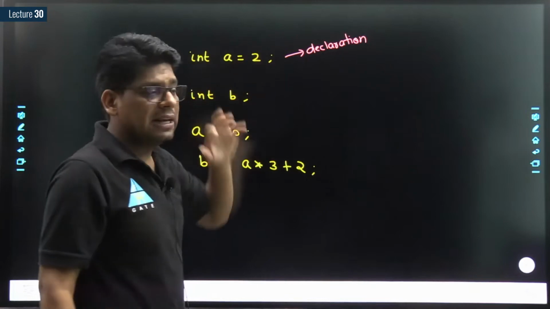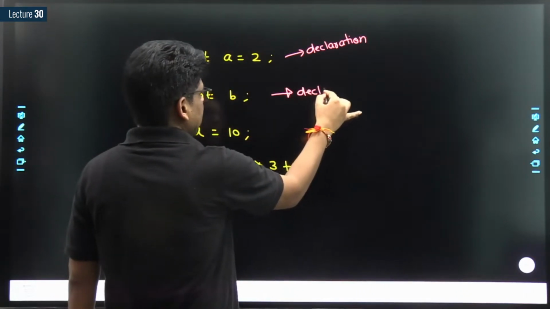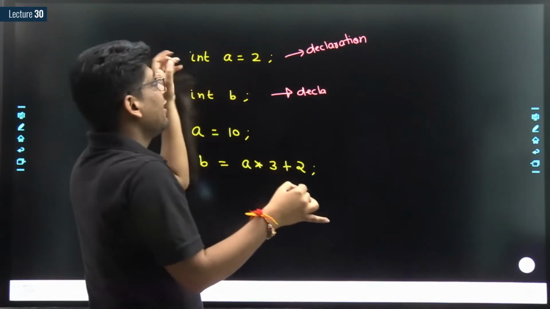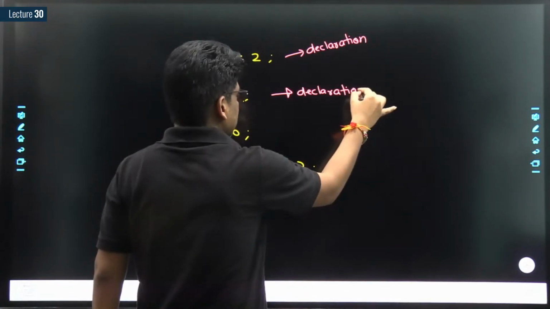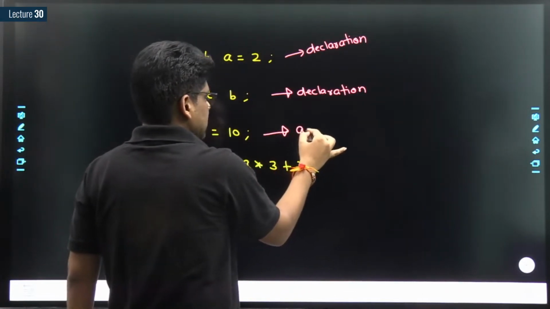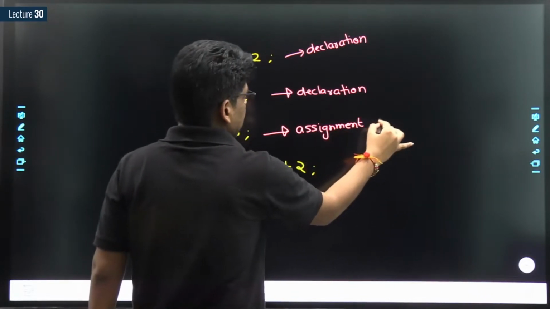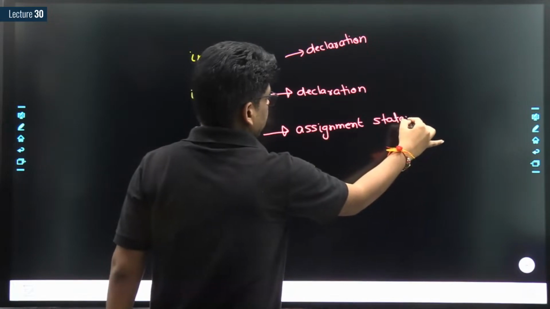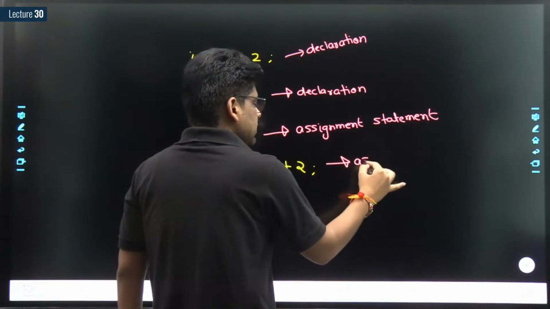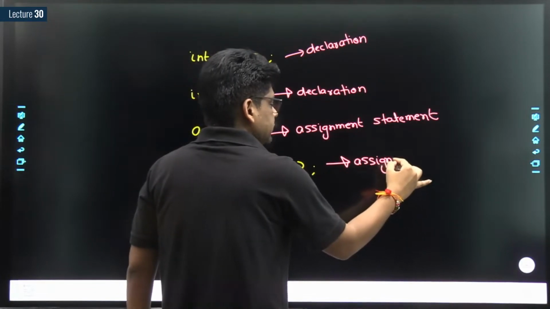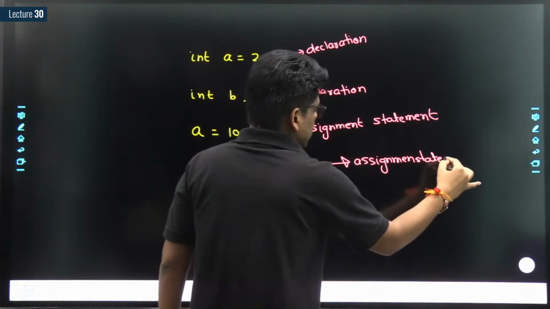What is this? This is a declaration statement. Again, what is this? This is again a declaration statement. Can I say this is initialization? Yes, sir. This is declaration along with initialization. This is declaration. Sir, what about this? This is an assignment statement. And what about this? This is again an assignment statement. Okay, we get to know what a statement is.